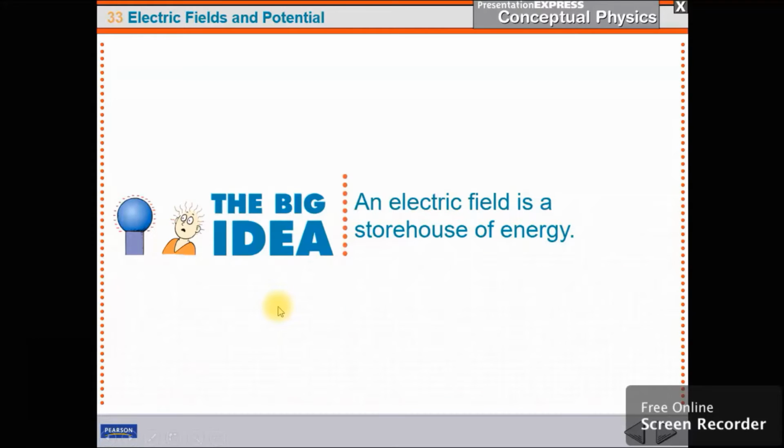Hello, wonderful people. Here we are in chapter 33, Electric Fields and Potential. I'm going to do something a little different in this chapter. I'm going to race through the beginning here.